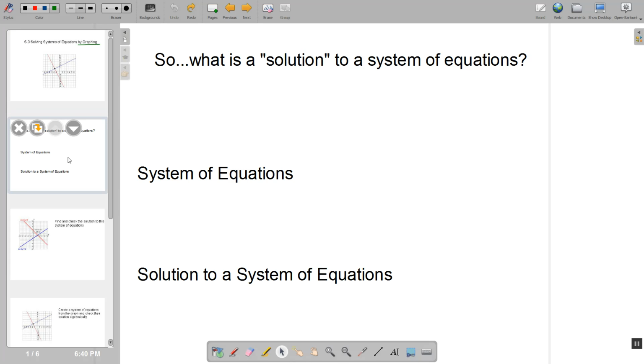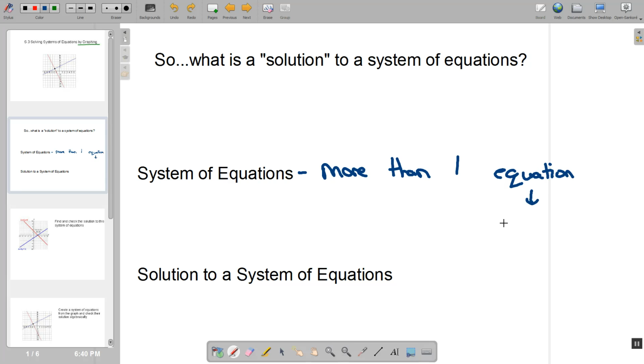So what is a solution to a system of equations? Well, the first and most important thing here is systems of equations means more than one equation. And we know that equation, for the most part, means line. So we're going to be working with more than one line. Most of the time, it's going to be 2 lines, but not always. There actually could be problems where we're working with 3 lines, and we have to find out the solution.